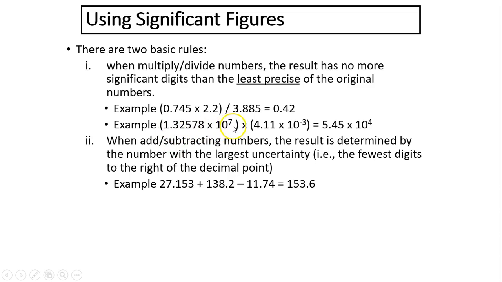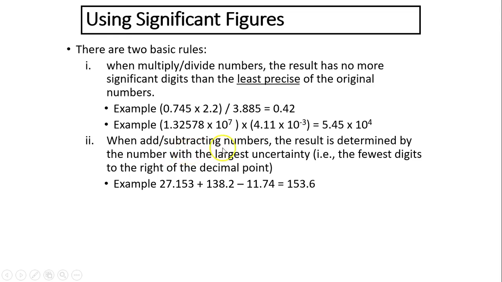Another example, 1.32578 times 10 to the 7 times 4.11 times 10 to the negative 3. Out of these two numbers, 4.11 times 10 to the negative 3 has the least amount of significant figures, so you should have only three sig figs in your answer: 5.45 times 10 to the 4.